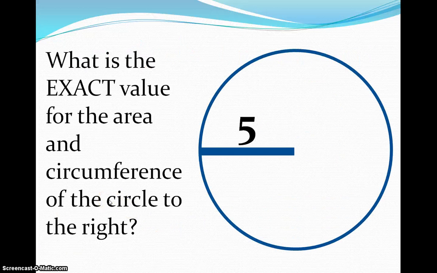And last but not least, I would like you to tell me the exact value for the area and circumference of the circle to the right. Previously in pre-algebra, I would just say, find me the value of the area and circumference using pi equal to 3.14. Now I don't want you to do that. I want you to tell me the exact value of the area and the circumference of this circle, leaving it in what I call in terms of pi.